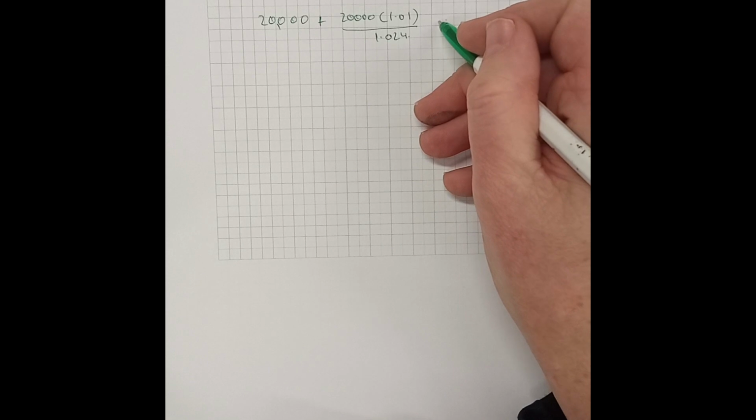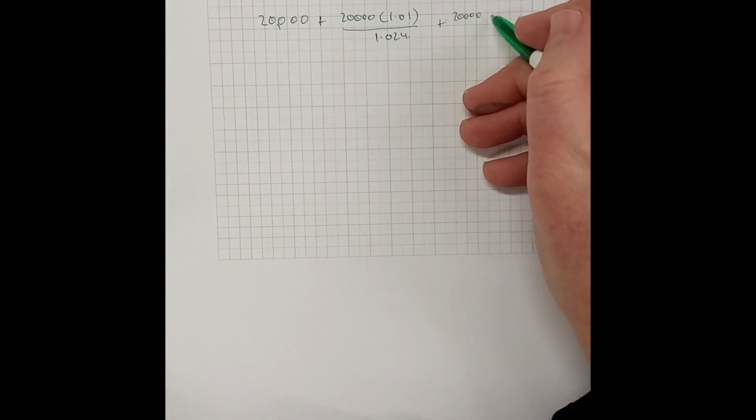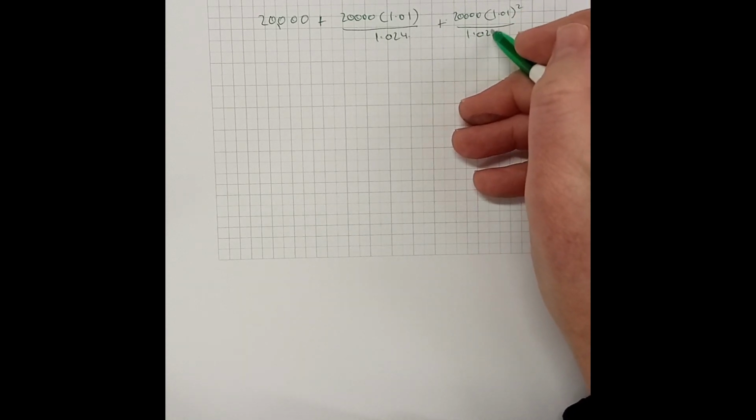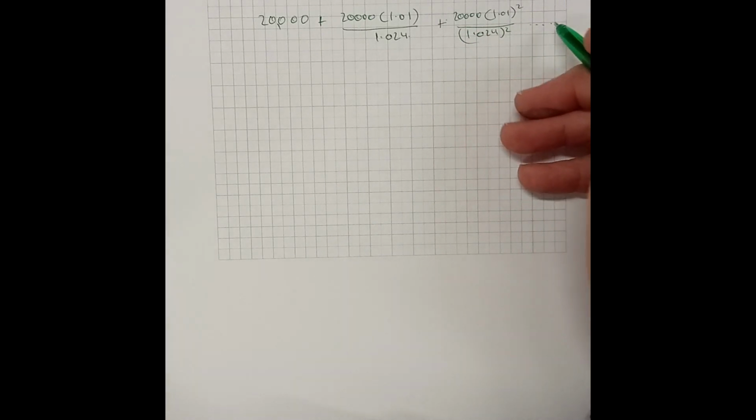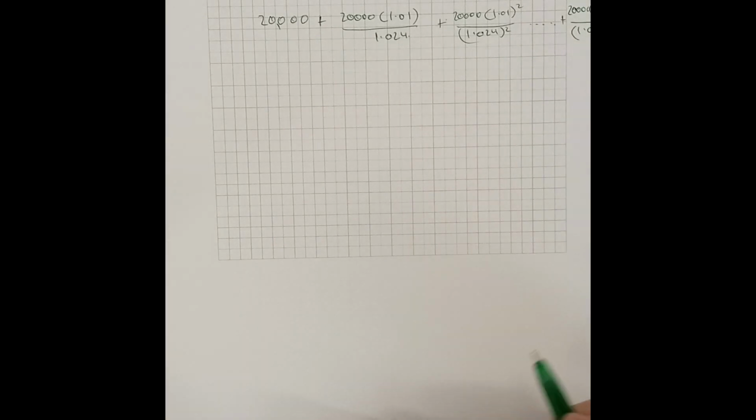And then the next one is going to be 20 grand, 1.01 squared over 1.024 squared, right up to the very last one, which is going to be 20 grand times 1.01 to the power of, we're doing 25 years, aren't we? Over 1.024 to the power of 25. Okay, so there's your sequence. Let's pop our numbers in.